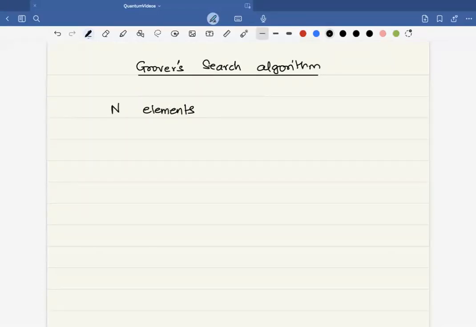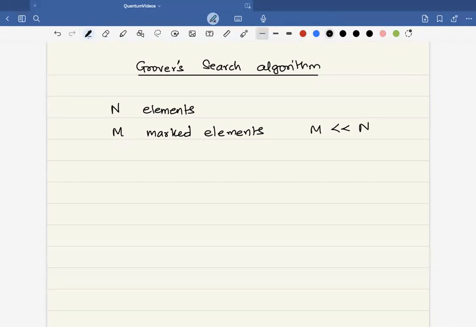And let's say some of the elements are marked. We have m marked elements. And let's suppose that m is very, very less than n. And you have to find one of the marked elements. Now, to find these marked elements, you have to query the list or query the database. And the question is, what is the best you can do to find one of these marked elements in terms of the number of queries? So find the marked elements with a minimum number of queries.